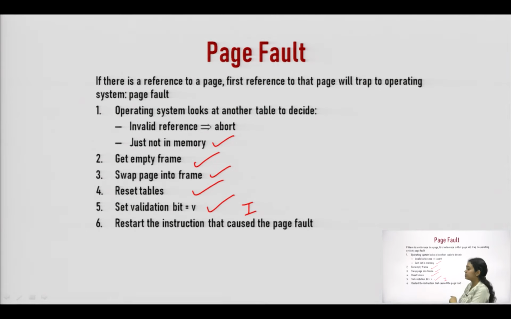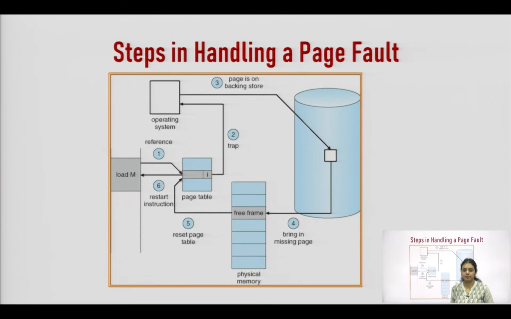Here in the page table, it means that the page is not in the memory, or the page is in the memory. And then restart the instruction that caused the page fault. These are the steps that are followed. It will be more clear in the upcoming slide, where it is depicted with the help of a diagram. Now, here we see the steps in handling a page fault. First of all, we have an instruction load M.